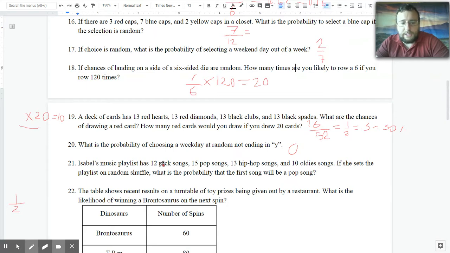Isabel's music playlist has 12 rock songs, 15 pop songs, 13 hip-hop songs, and 10 oldies. If she puts it on shuffle at random, what is the probability that a pop song will play? Same as we usually do. Grab the total out of this.